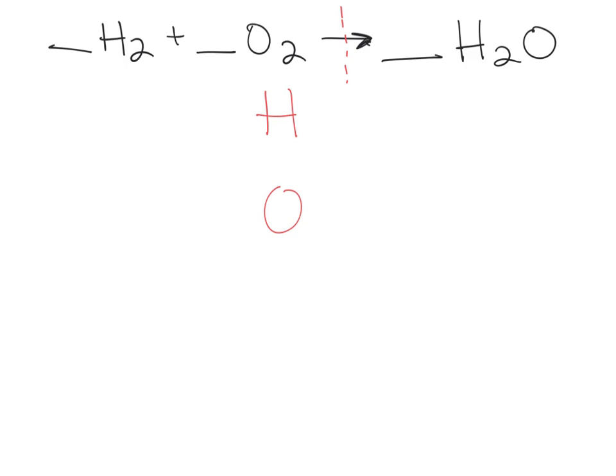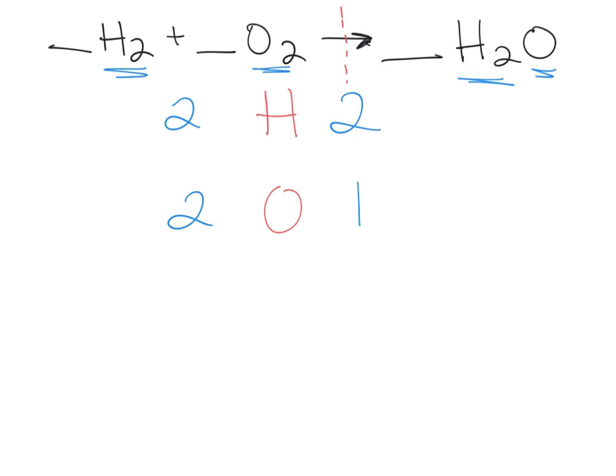So on the left, I can see that I have two hydrogen and two oxygen. So I'm just going to label them like that. And on the right, I have two hydrogen, but only one oxygen. Now that's a problem because I'm not really sure where the other oxygen went, and that tells me that the equation is not balanced. Now, the only thing wrong right now in this equation is oxygen.